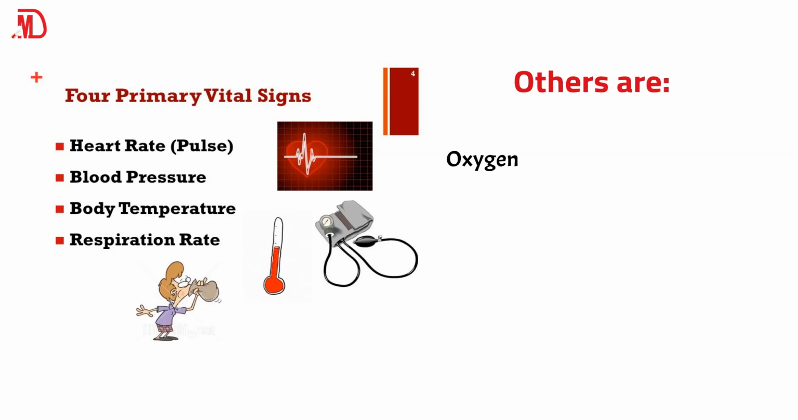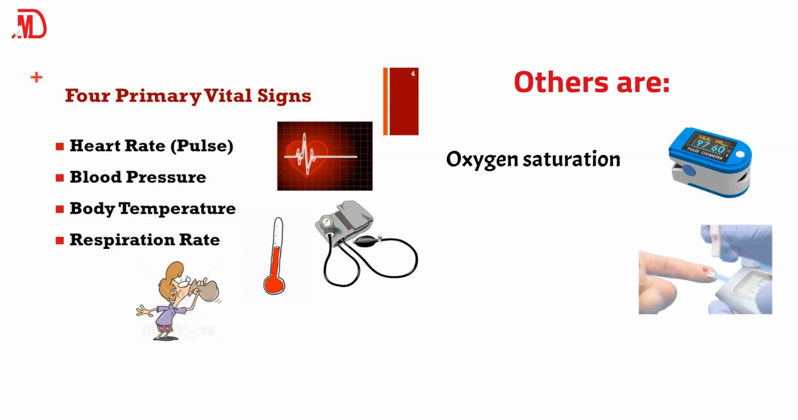So 5, we have oxygen saturation. 6, we have blood sugar or glucose. And lastly, we have pain rating.